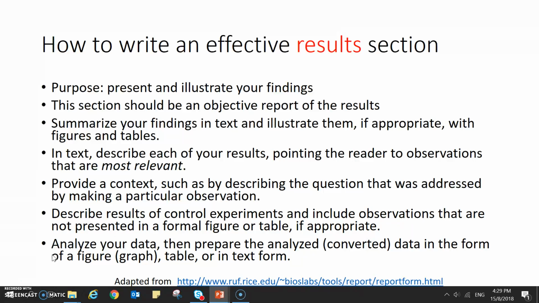How do you write an effective results section? First, the purpose of this section is to present and illustrate your findings. It should be an objective report of the results. You should summarize your findings in text and illustrate them, if appropriate, with figures and tables. In the text, you should describe each of your results, pointing the reader to observations that are most relevant. Provide a context, such as by describing the question that was addressed by making a particular observation.